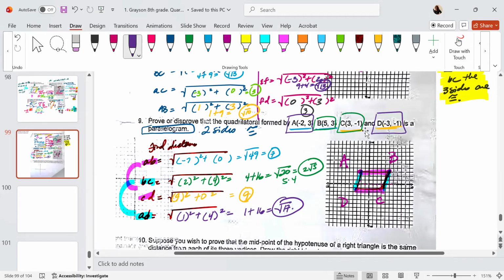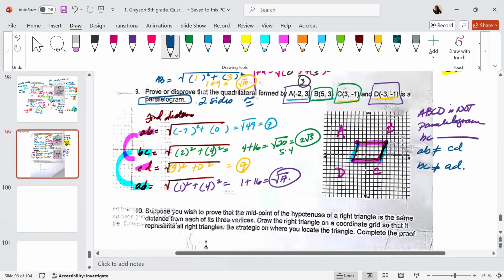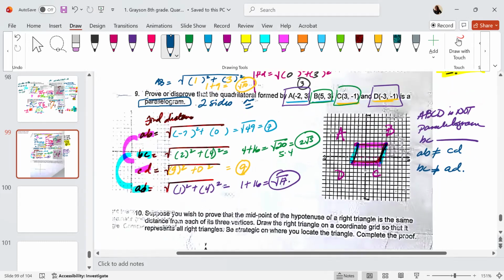No. So you can say ABCD is not a parallelogram because why? Because none of the sides are the same. Yeah, AB is not equal to CD, right? And BC is not equal to AD. So yeah, that's it, right? All right, I'm going to give you a chance to work on 10. I'll come back and help.